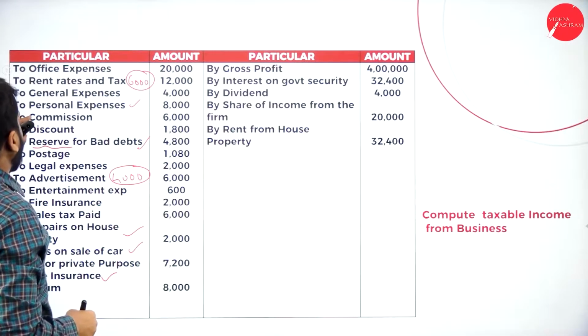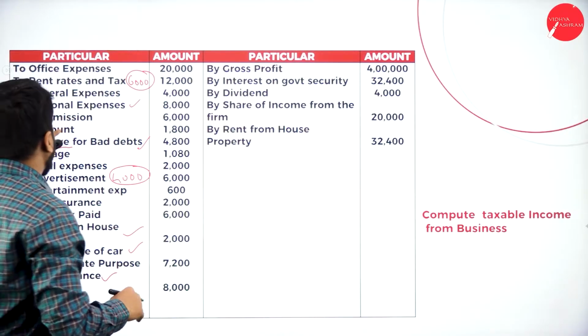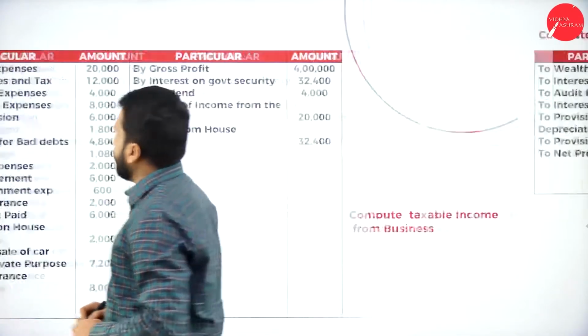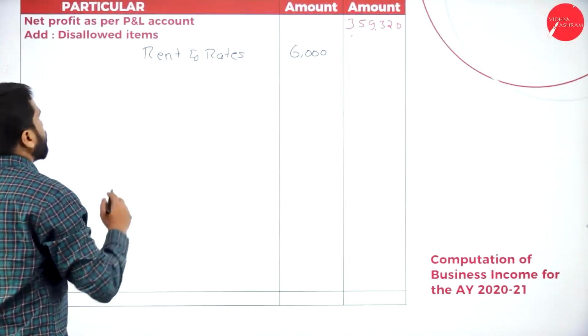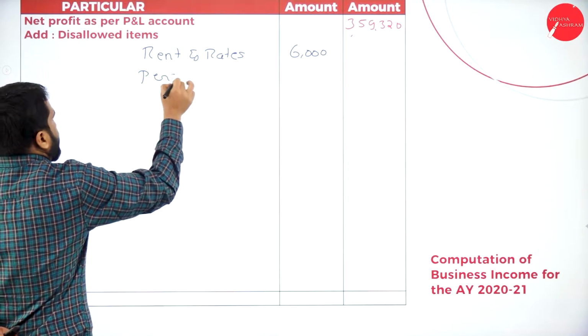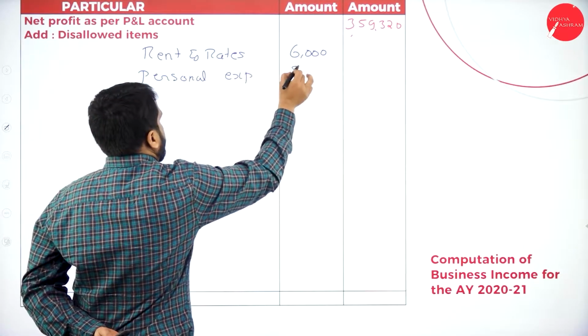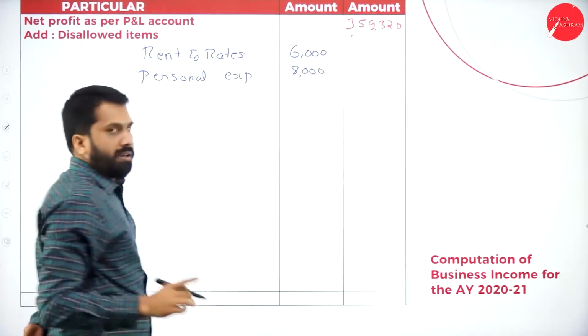Then we have general expenses. No, personal expenses. We have 8,000 personal expenses. Hope you are clear.